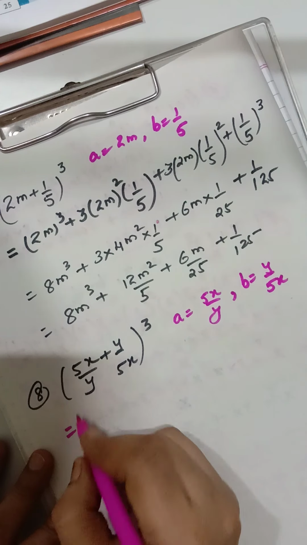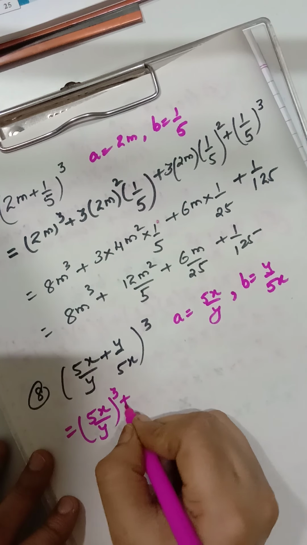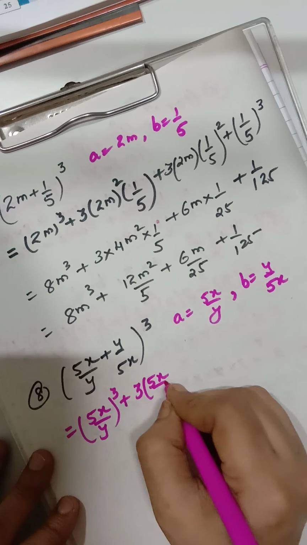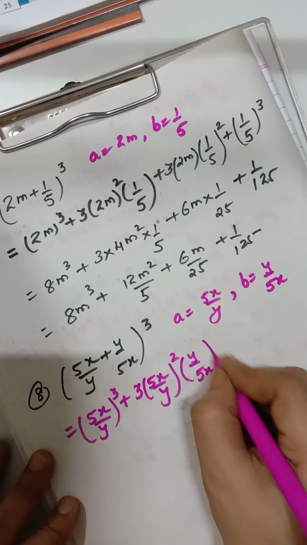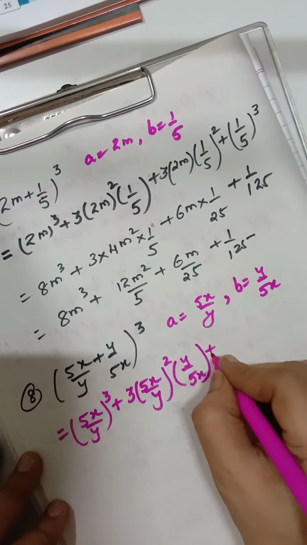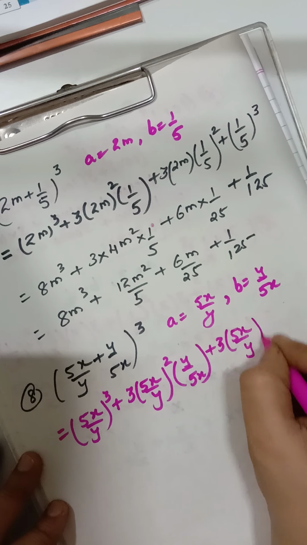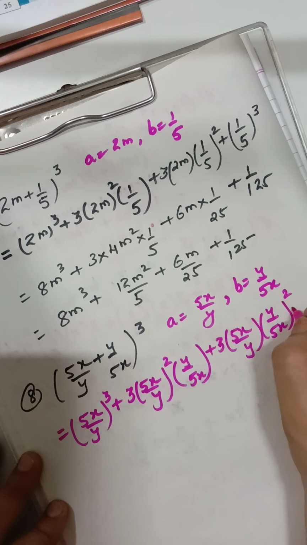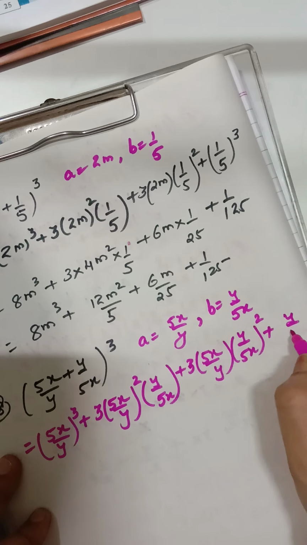First term a cube, so it will be 5x upon y the whole cube plus 3a square b. So a square is what? 5x upon y square into b is what? y upon 5x, plus 3 into a, 5x upon y into y upon 5x the whole square, plus b cube, that is y upon 5x the whole cube.